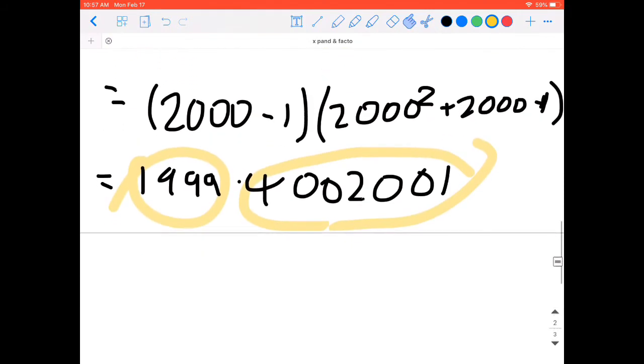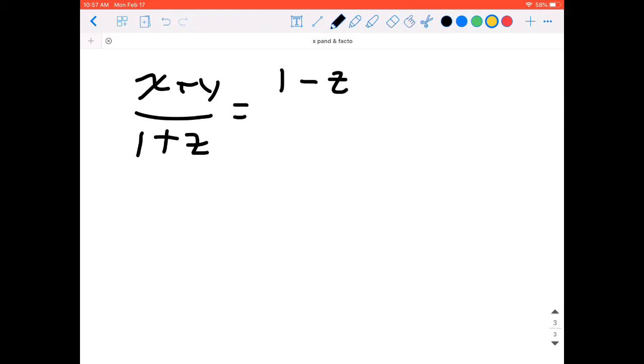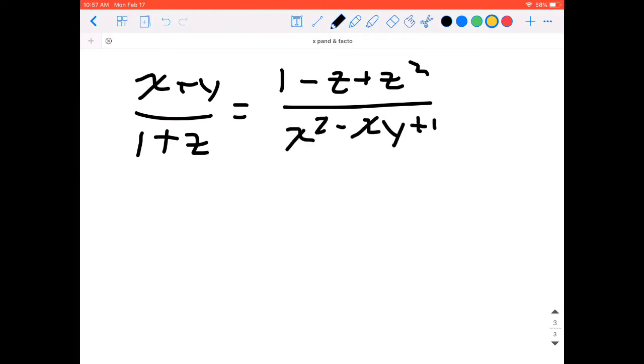So with our next question, I didn't actually write it down yet. It's another Harvard, I think it's Harvard question. So we have (x plus y) over (1 plus z) equals (1 minus z plus z squared) over (x squared minus xy plus y squared).